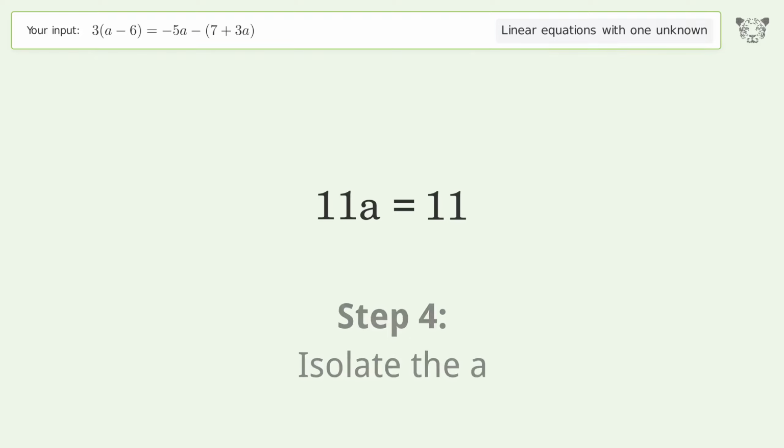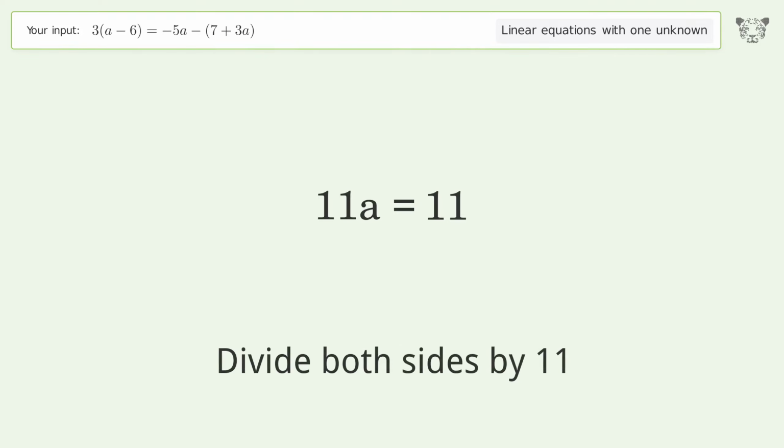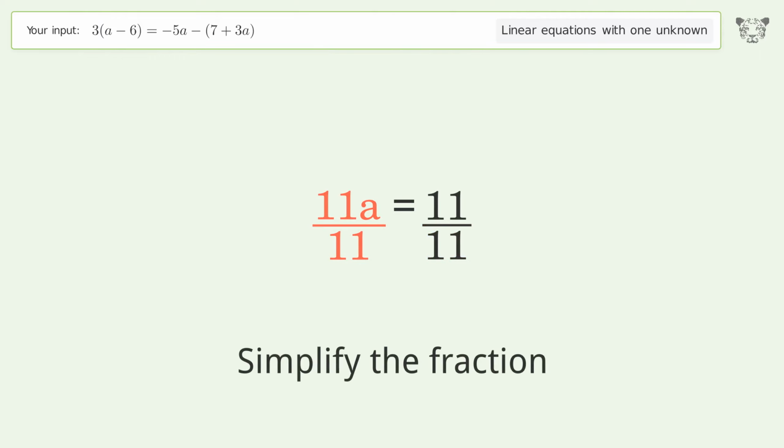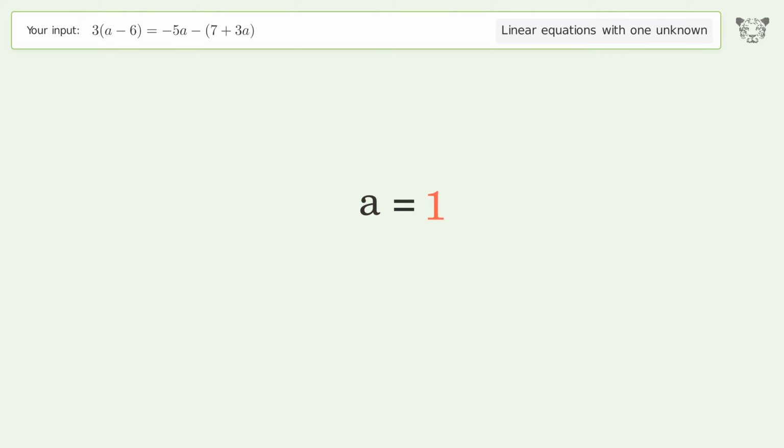Isolate the a. Divide both sides by 11. Simplify the fraction. And so the final result is a equals 1.